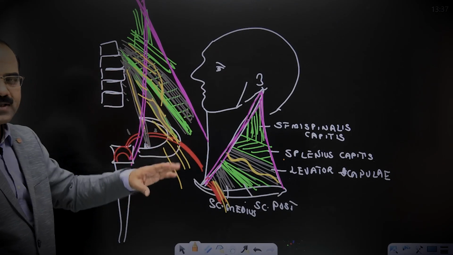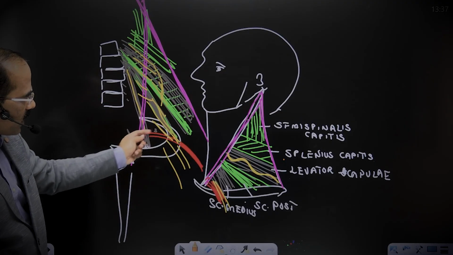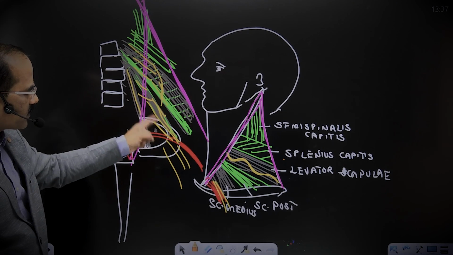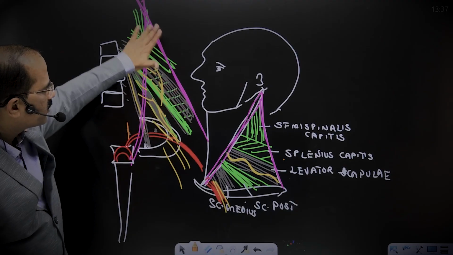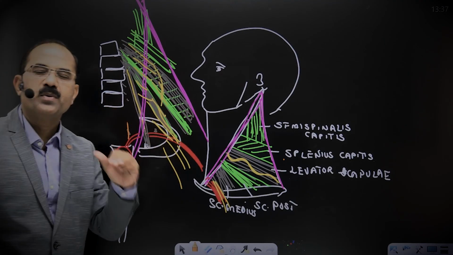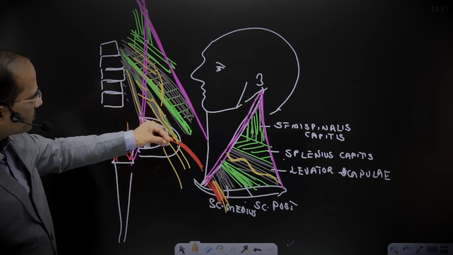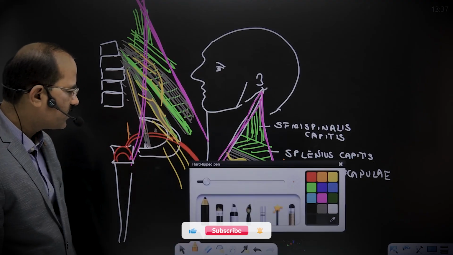The contents of the posterior triangle are this subclavian artery here and the brachial plexus. And what is this here? Prevertebral fascia. This subclavian artery and the brachial plexus will pierce the prevertebral fascia. You are able to understand, students?